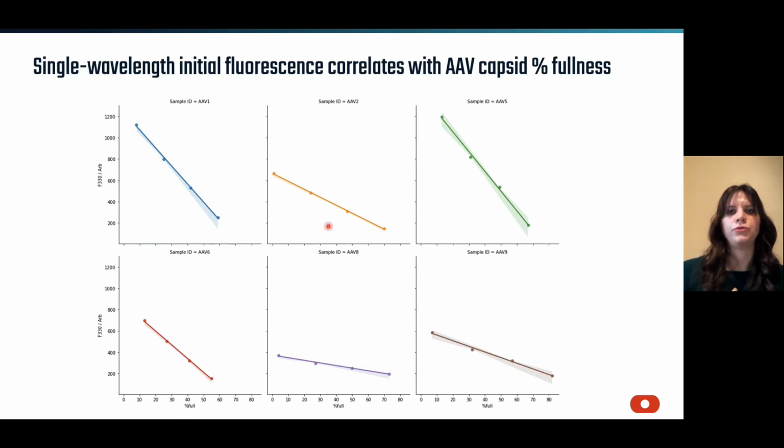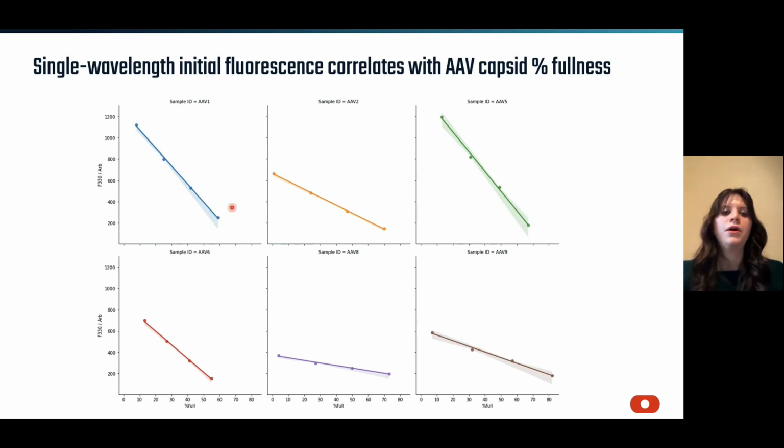So what we did to validate this was to actually look at the initial fluorescence at a single wavelength. So here I have the fluorescence at 330 nanometers. And we created basically a calibration curve for each one of these serotypes based on the fill status of their vector. And the 2 main points I want to point out here: one, once again, each serotype is different. Whenever you're doing this kind of work, you always have to consider that every serotype has its own unique properties and behaves differently from a parallel or different serotype.